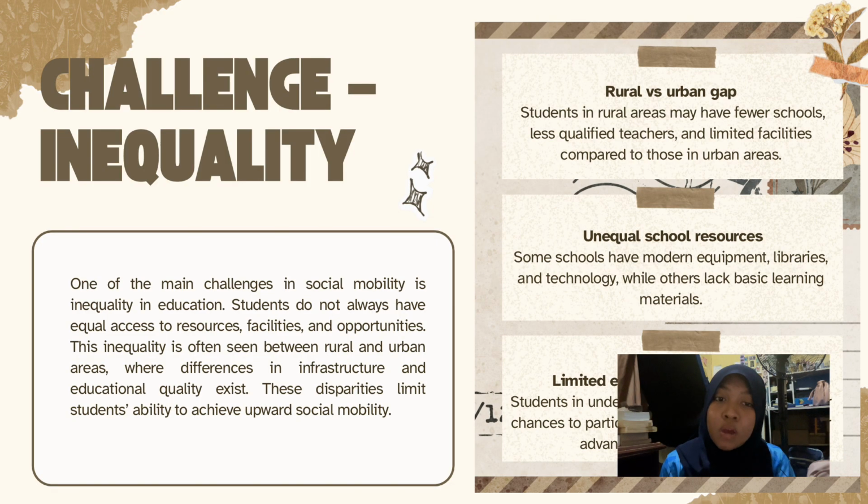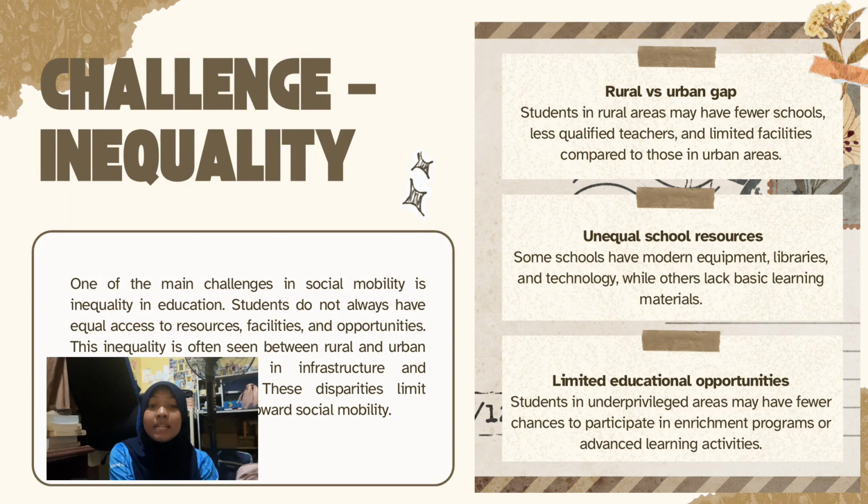So first one, we have the rural versus urban gap. Students in rural areas may have fewer schools, less qualified teachers, and also limited facilities compared to those in urban areas. Next is unequal school resources. So some schools have modern equipment like libraries and technology, while others lack basic learning materials such as books or enough classrooms.